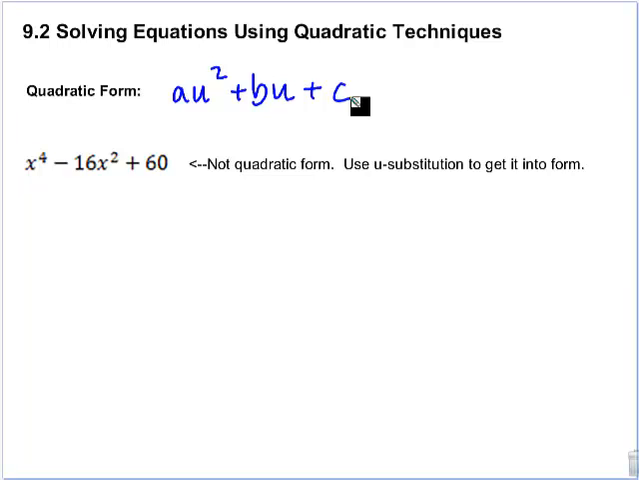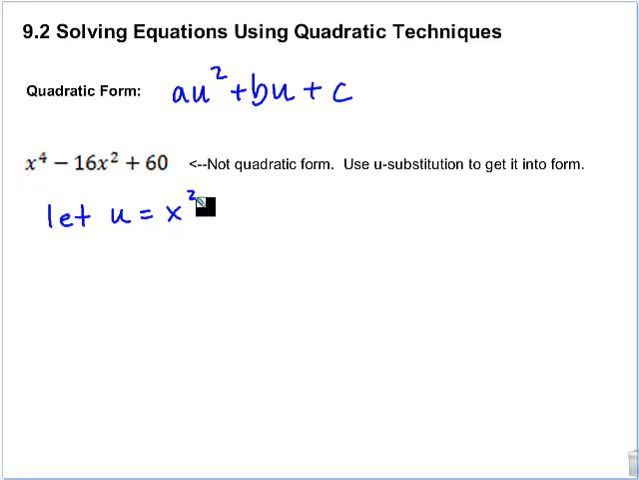So our first equation is x to the fourth minus 16x squared plus 60. So this is not a quadratic because currently the highest exponent is 4. We want the highest exponent to be 2. Our middle term here is x squared, and we want it to just be to the first power. So we're going to use something called u substitution to write it into the quadratic form. What u substitution does is, for this one, we would let u equal x squared.